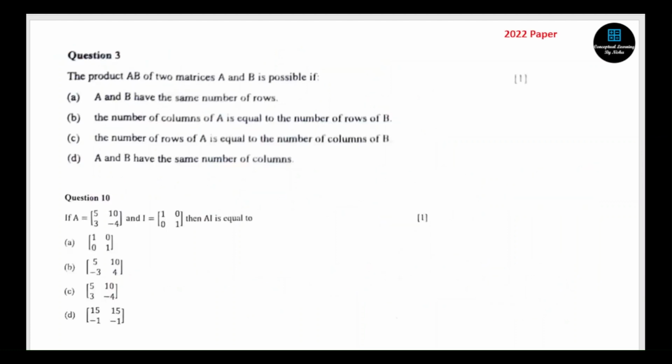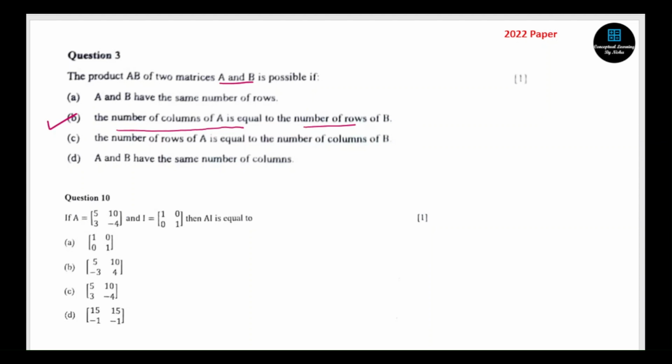Now the 2022 paper was a very easy paper because of the COVID reasons. If you see, the MCQ is really very easy. Product AB of two matrices A and B is possible if the number of columns of A equals the number of rows of B. Right? You remember this?